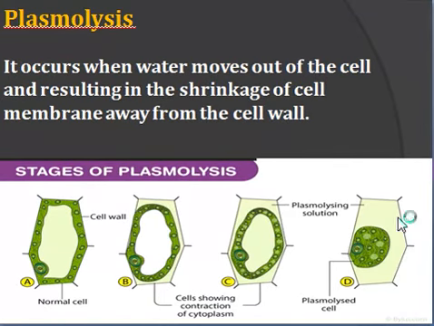This phenomenon is called plasmolysis. Plasmolysis occurs when water moves out of the cell. This is also called exoosmosis. That results in shrinkage of the cell membrane away from the cell wall. The cell membrane shrinks away from the cell wall. When the plasmolysis is permanent due to absence of water, the plants dry and die.